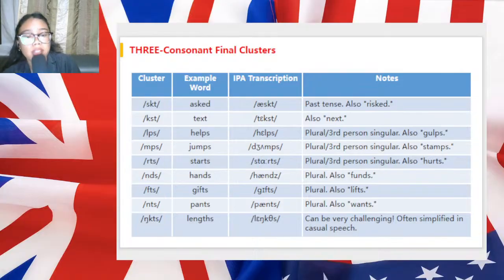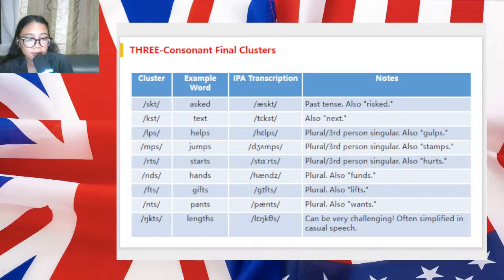So we see our final slide for today's lesson, which focuses on three consonant final clusters. These are indeed the most complex clusters, and they often appear with grammatical endings, which makes them very important. The notes also highlight some common challenges and simplifications in natural speech.